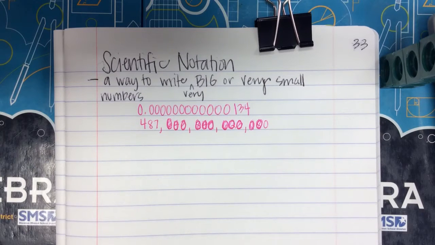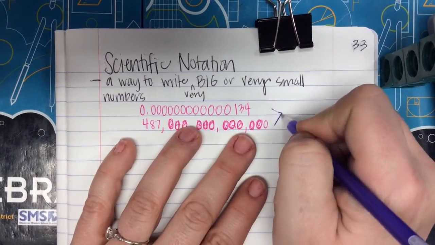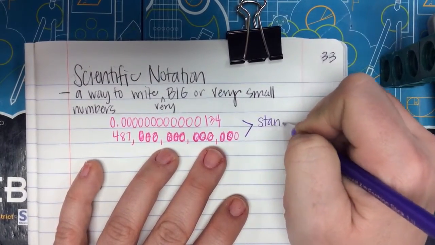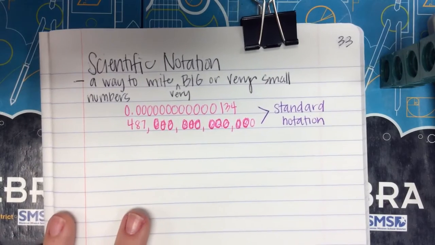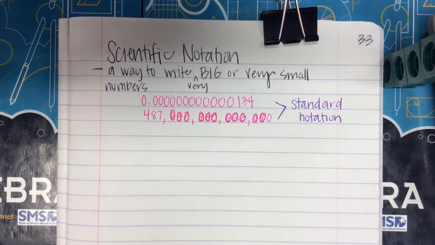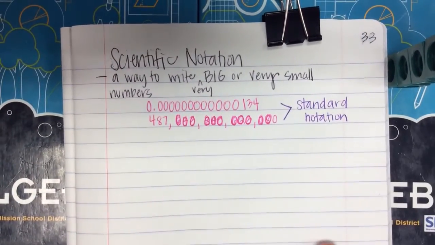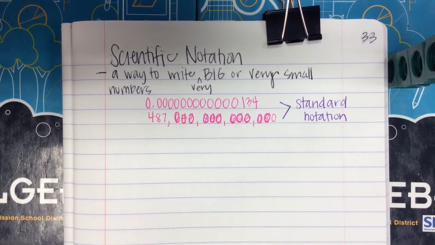So here's how you work in scientific notation. If you have a really big or a really small number and you want to write it in a better way, you use scientific notation. These numbers right here are regular numbers. These are called standard notation. That's the regular, everyday type of numbers we work with. 42 is standard notation. $84 million, standard notation. We think of them as regular numbers.